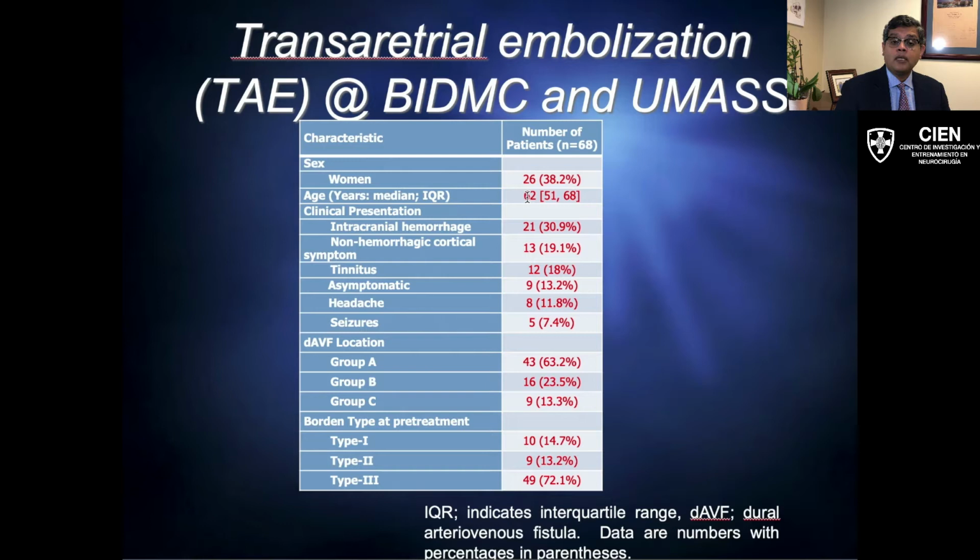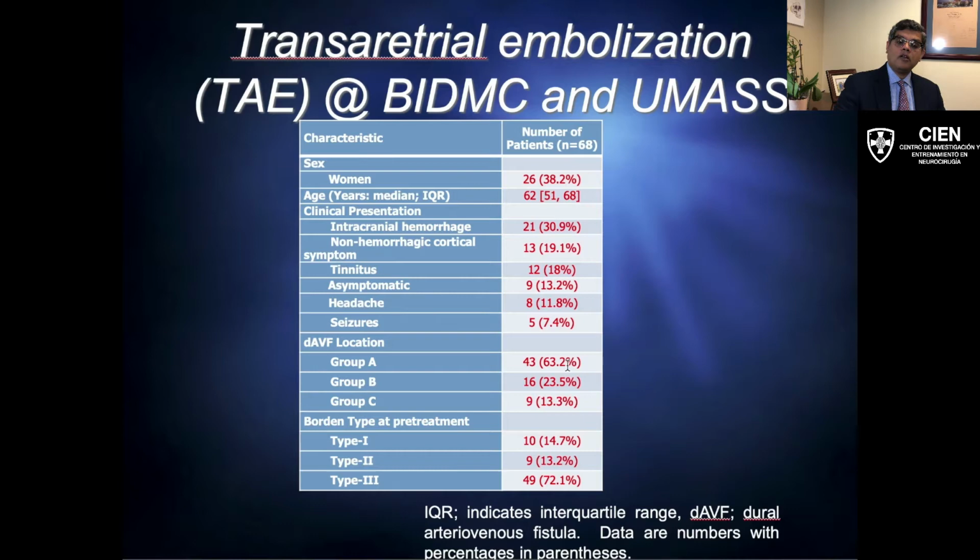About one-third of these patients presented with intracranial hemorrhage. In the non-hemorrhagic group, they presented with tinnitus, headache, seizures, and some of them were asymptomatic and picked up on routine imaging. The location we classified into groups A, B, and C, which I will describe to you later. Group A was mostly the cerebral convexity, and that formed the majority, which was 63%. Borden type 1 was about 10%. Type 2 was similar at about 15%. And type 3, which is cortical venous drainage alone, seemed to be the vast majority of patients because they are the ones who become symptomatic.